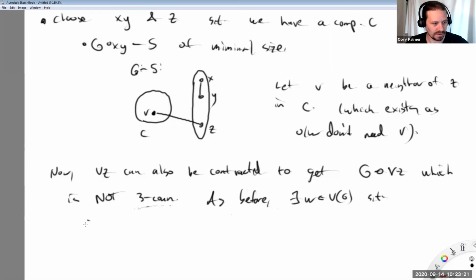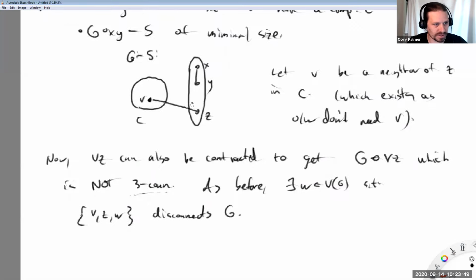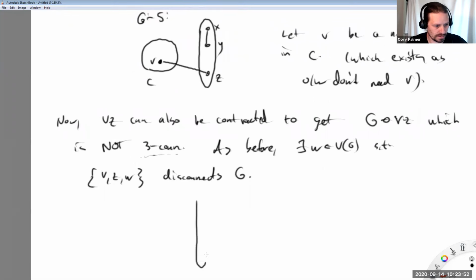So such that this set VZW disconnects G, right? Because the contraction of this edge as a vertex and W disconnects G minus G contracted. It's the exact same argument as before. There's nothing new here. So these 3 vertices also disconnect G. I only care about disconnecting G at this moment here. Okay, so let's draw this picture here. So this is just an analog of the one above, where now we have V and Z and then W.